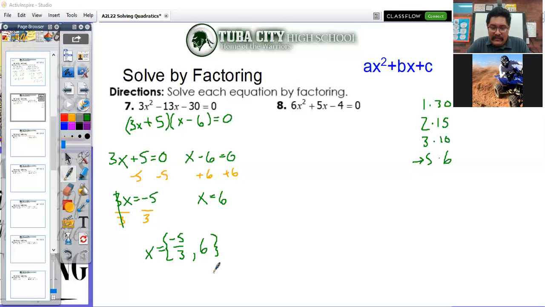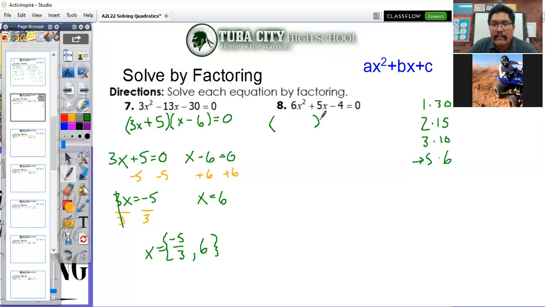5 divided by 3 is 1.6666, so that would be -1.6666. And in this case, yeah, it's better to just leave it as a fraction. But anyway, there we go. There's our solution for that one. Let's move on to this next one. So we're moving along.